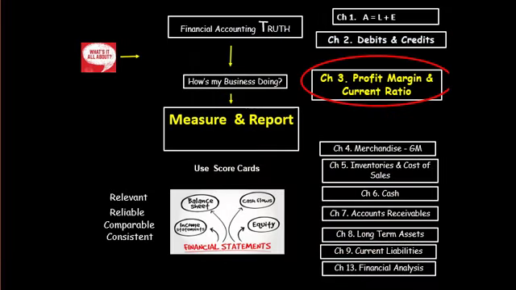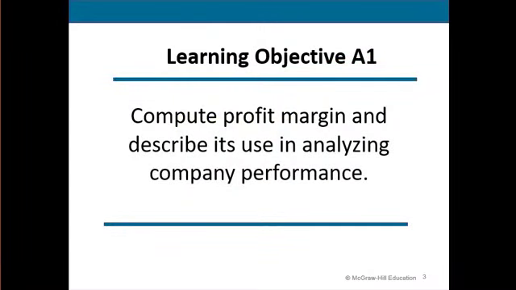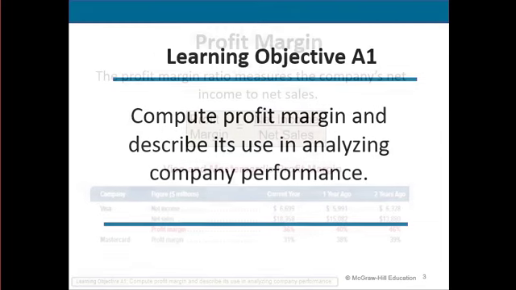Chapter 3 is going to be covering profit margin and current ratio. And again, these are two things that help you measure how well a company's doing. All right, so let's get right into it. Let's compute profit margin to analyze how a company's performing.